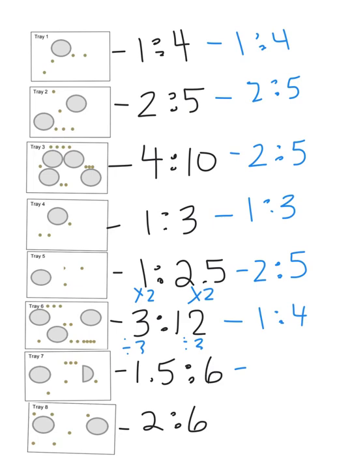1.5 to 6 chips. So not really friendly to work with the 1.5 idea. What I could do is bump this up and multiply them both by 2, because that would make my life easier. And I would end up with a 3 to 12 ratio. And then I can divide them easily by 3 because they're both divisible by 3. And I see that this is actually a 1 to 4 ratio for cookies to chips. So that's just one way you can work with your decimals. You can make them larger and then work backwards.